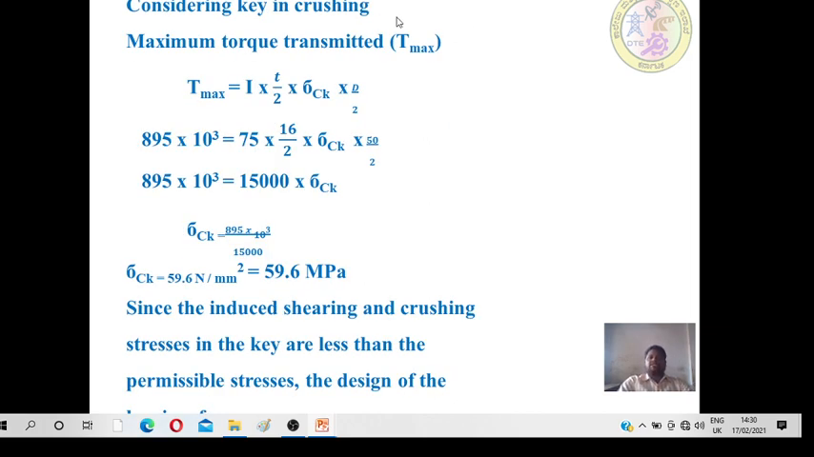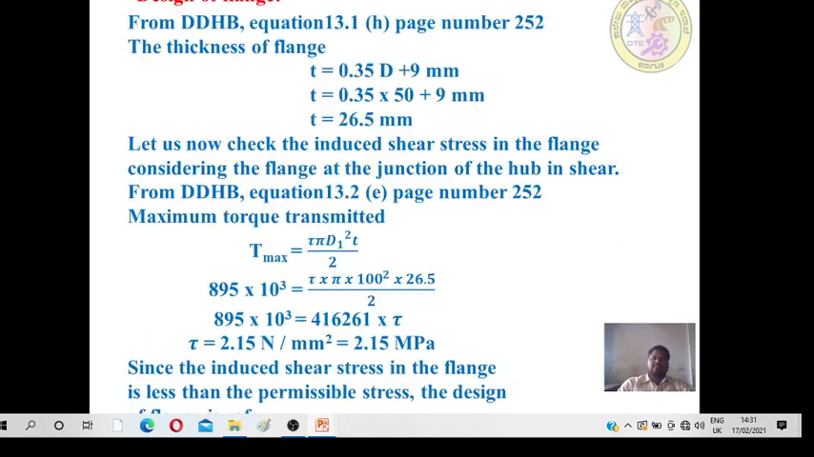Now considering crushing of the key, Tmax equal to L into T by 2 into sigma Ck into D by 2. So if we substitute everything, then I will get the value of this sigma Ck as 59.6 Newton per mm square, which is also equal to 59.6 MPa. And since the induced shearing and crushing, both stresses, so in the previous case we have checked induced shearing stress, here induced crushing stress, and both are less than the allowable stresses. Therefore, the design of the key is safe.